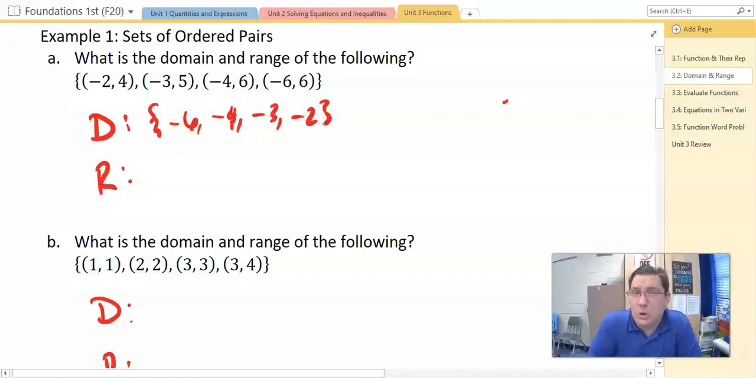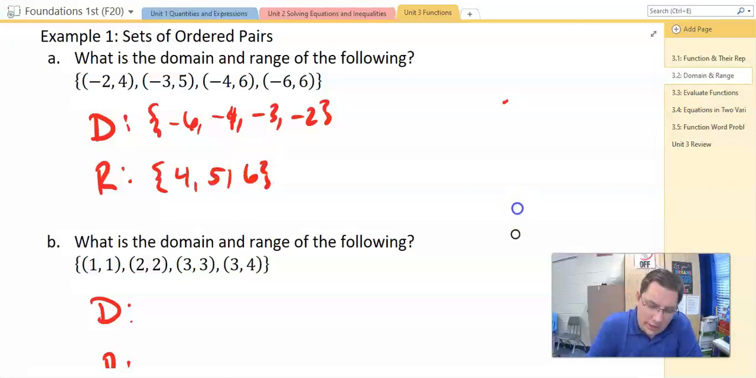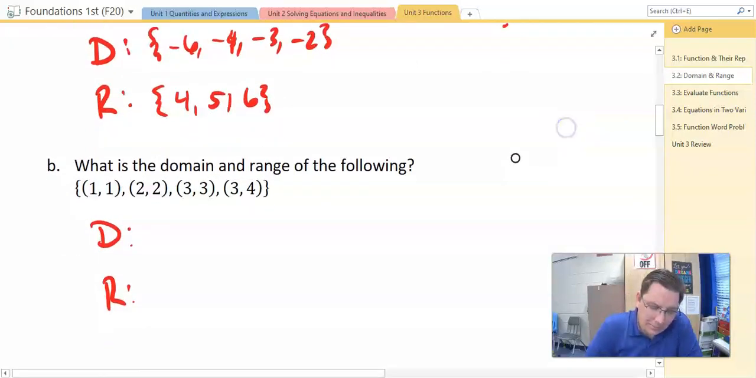Now we'll also do our list for the range. The range is the y values, so we've got 4, 5, and 6. Just like with mapping diagrams, we don't repeat values in domain and range. Okay? Let's look at example B.